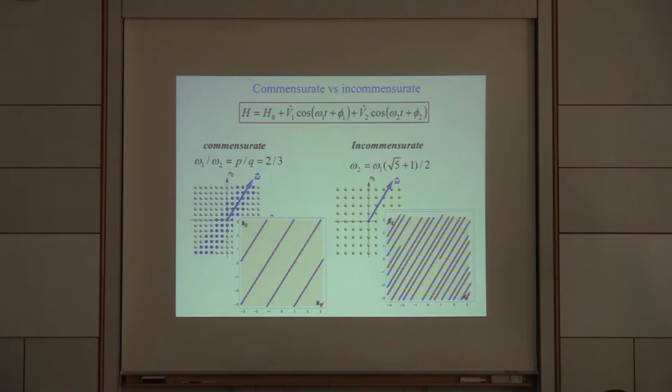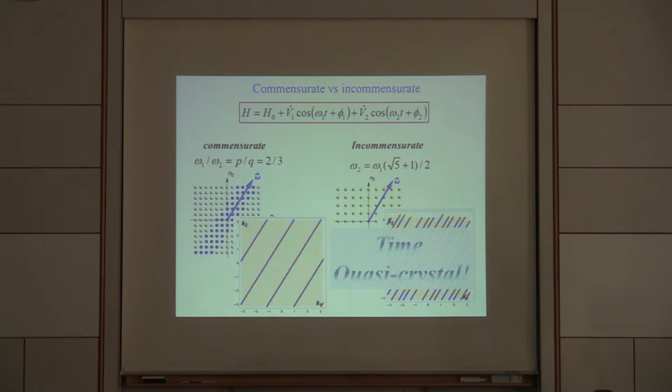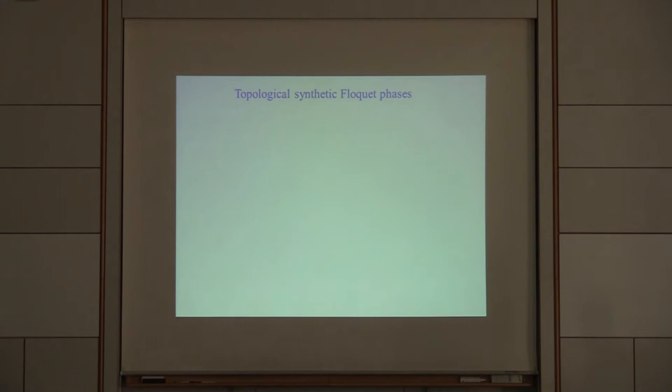All right, anyway, so if you want to actually have this full two-dimensional analogy, you want to have the incommensurate case, or as I was saying, the time quasicrystal. But of course, I'm just driving it. I don't have any emergent time crystal phenomenon here. All right, so enough about Floquet.